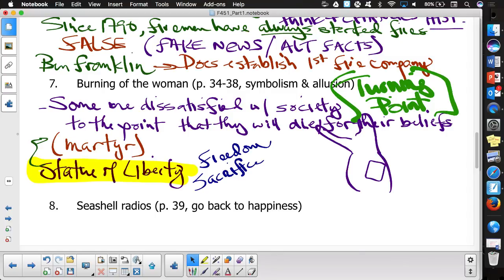Tomorrow, we're going to do vocab quiz. After vocab quiz, we'll take a look at the seashell radios and move on from there with the other examples we have.